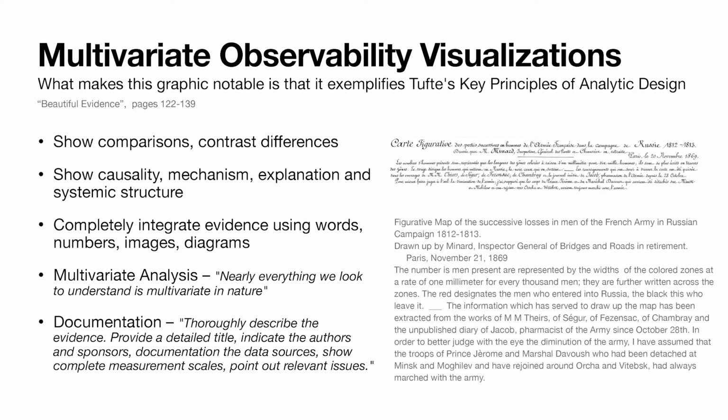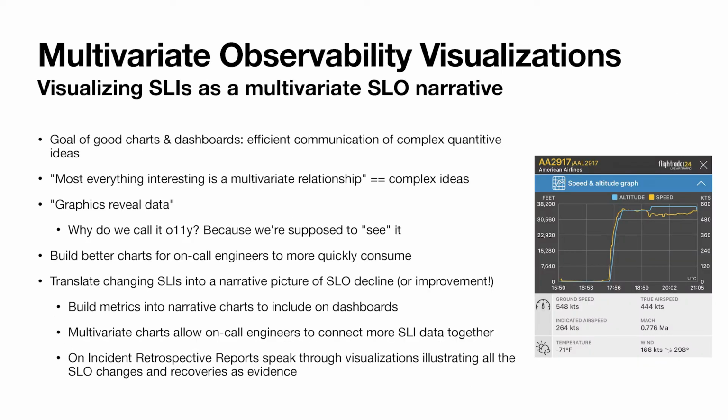There's a lot of documentation that he included just in this verbiage right here, including the methods that he used, the sources that he used, and how he came up with some of the conclusions and a couple of the assumptions that he made. So that's what we want to be doing. We want to be using these multivariate types of visualizations to better visualize our service level indicators and create a multivariate narrative of how that's affecting our SLOs.